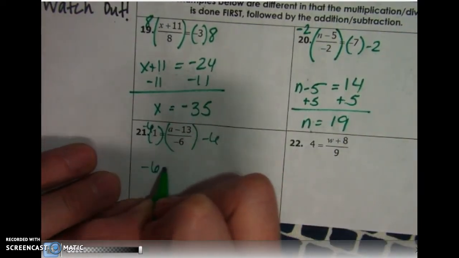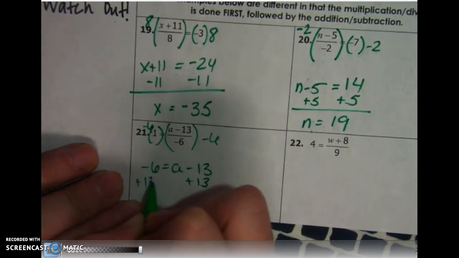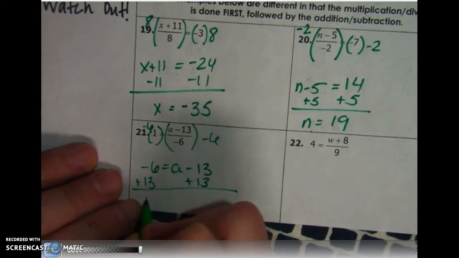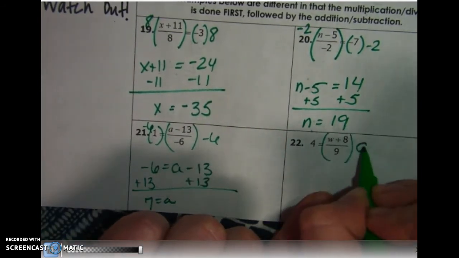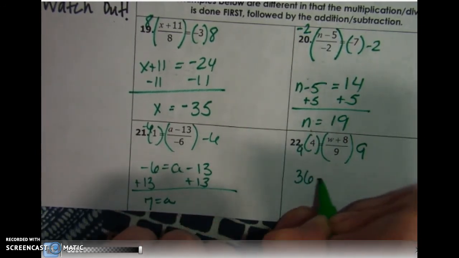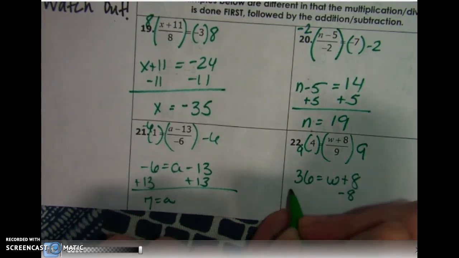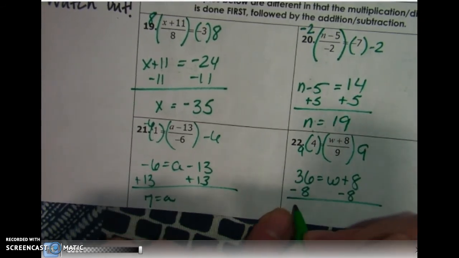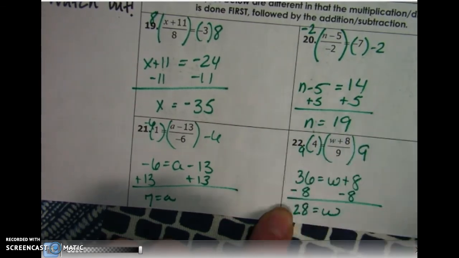Okay. So I'm going to multiply by negative 6. So I get negative 6 equals a minus 13. Add 13. Negative 6 plus 13 is 7 equals a. So I'm going to multiply by 9. 36 equals w plus 8. Minus 8. Minus 8. 28 equals w.